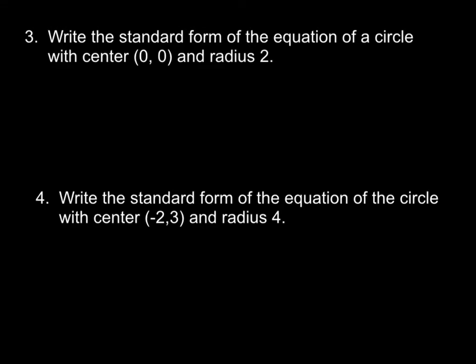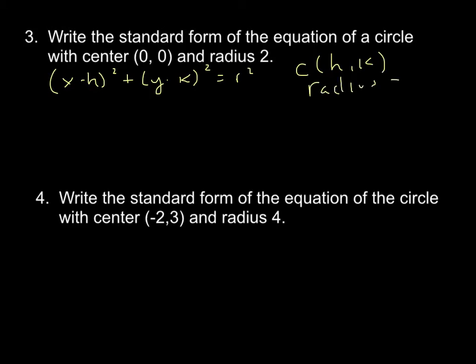Write the standard form of the equation of a circle with a center 0, 0 and a radius of 2. Remember we derived that formula for a circle: x minus h squared plus y minus k squared equals r squared, where the center is the point h, k and the radius of the circle is r. So if my center is 0, then h and k are both 0. So I'd have x squared plus y squared, and r squared would be 4. And there's the equation of our circle.